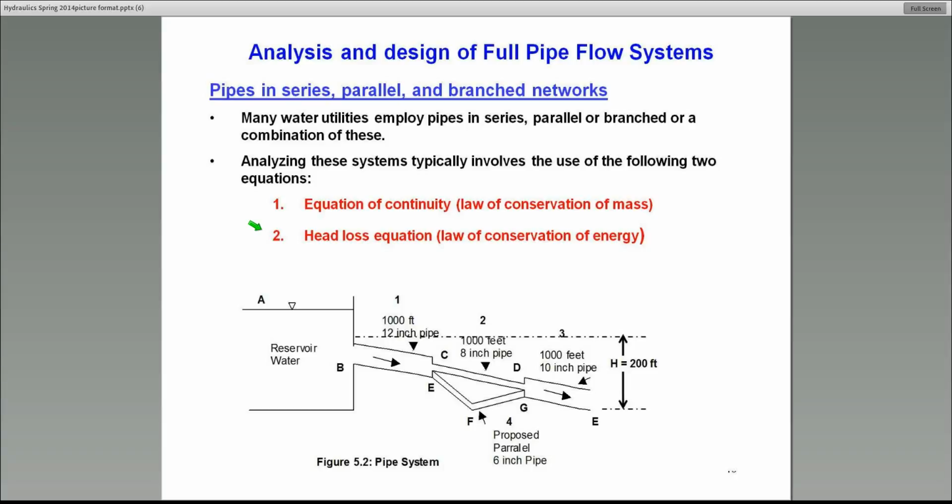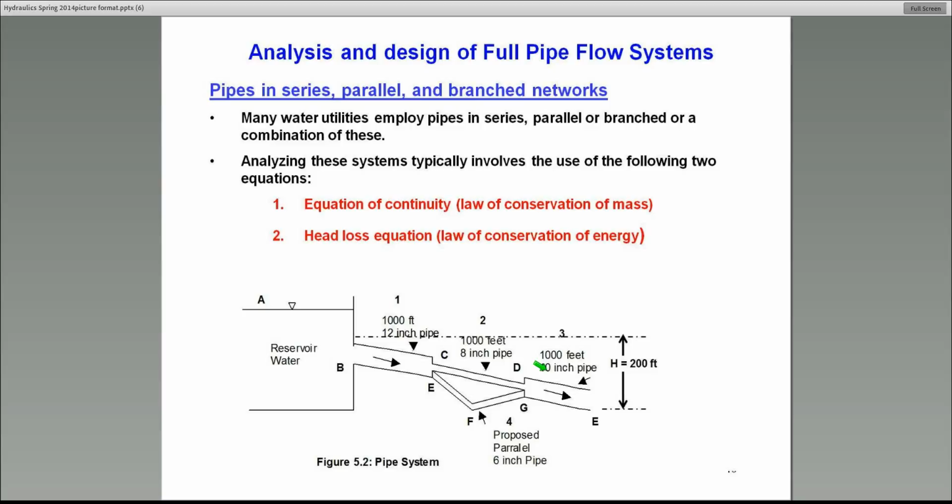In this particular problem that I've set up for you, we'll have 3 pipes in series initially: pipe 1, pipe 2, and pipe 3. The water comes out of a reservoir, and you'll be asked to calculate something, for example, the flow rate in the system. That's what I call a type 2 problem.